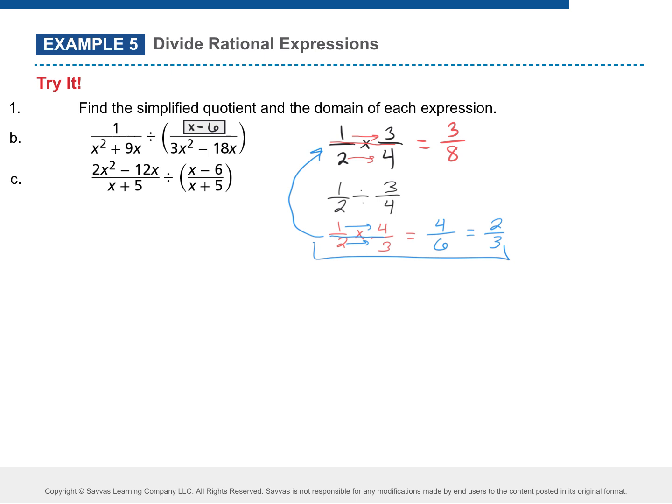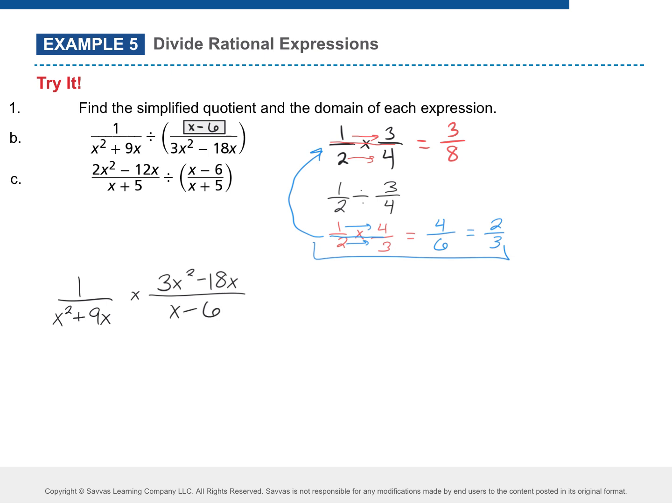Okay. So what do you notice about example 5a? Is it multiplication or is it division? It's division. So what do I need to do first before I can start simplifying? Rewrite it. What do you mean by rewrite? Keep the first one. So I'm going to keep 1 over x squared plus 9x. Change the sign from division to multiplication. And then what do I do to the second fraction? Flip it. So I have 3x squared minus 18x over x minus 6.